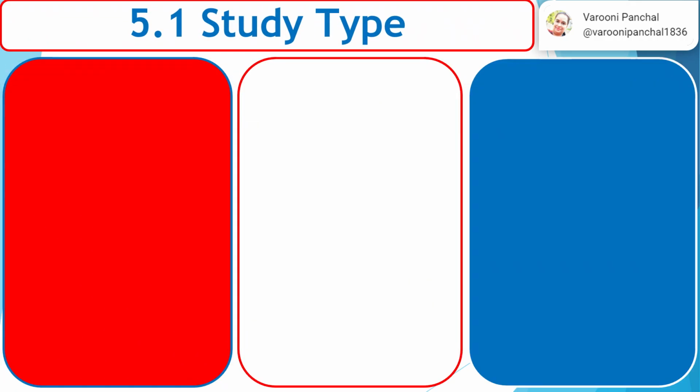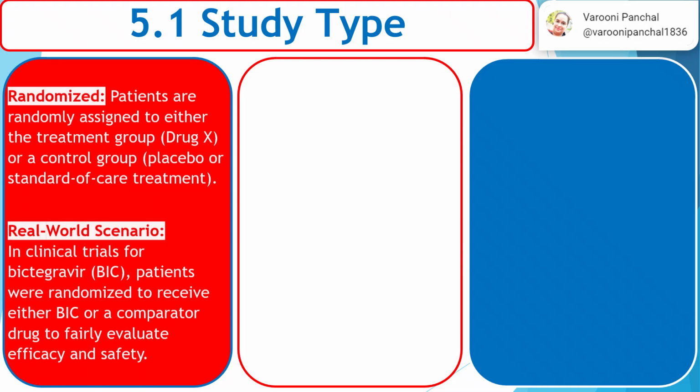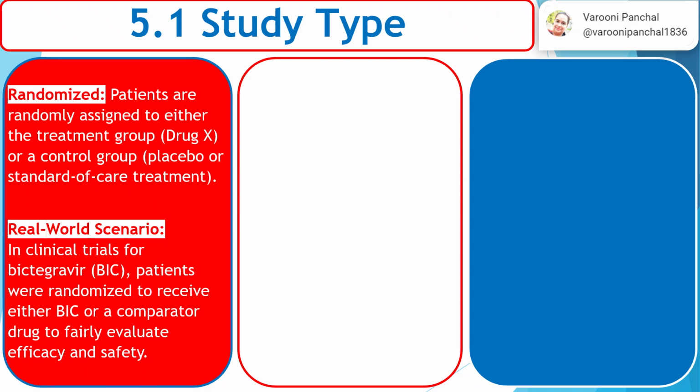5.1. Study type. Randomized. Patients are randomly assigned to either the treatment group, drug X, or a control group, placebo or standard of care treatment. Real-world scenario. In clinical trials for bictegravir, BIC, patients were randomized to receive either BIC or a comparator drug to fairly evaluate efficacy and safety.